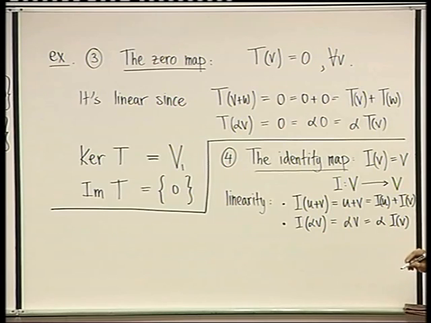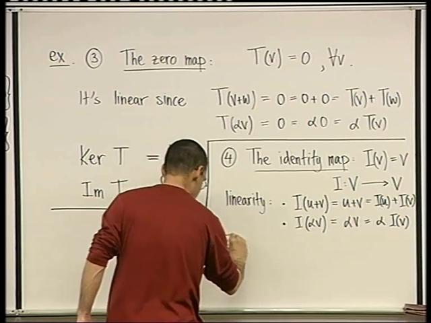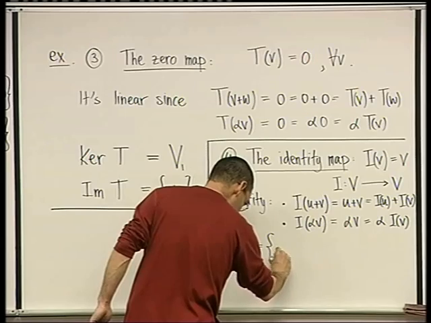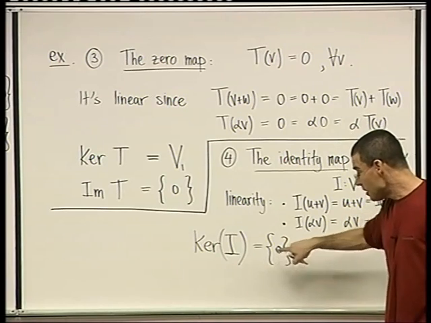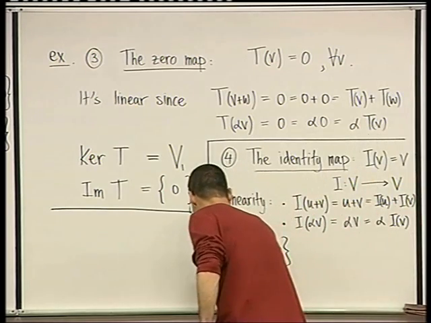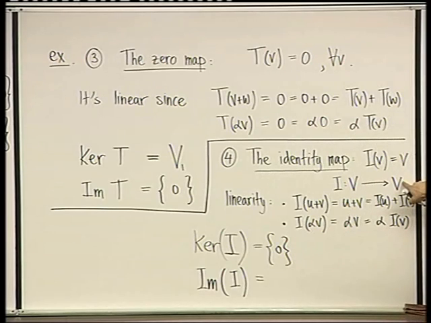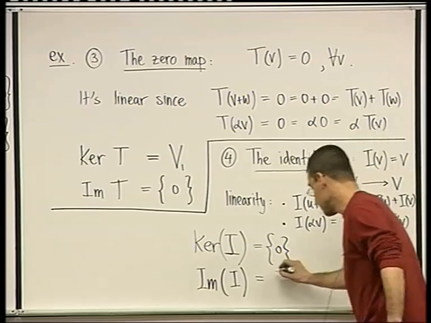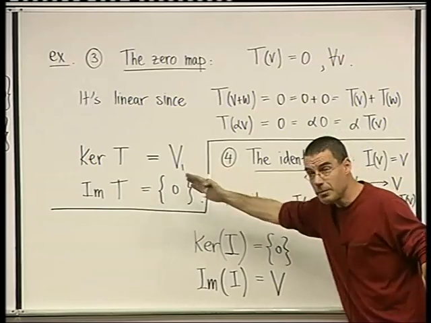Okay? What's its kernel? Who does this map send to zero? Only zero. So the kernel of I is only the zero vector. Right? This is the set containing only the zero vector in V, in the domain. Do you agree? What is the image of the identity map? Which vectors are I of something? All of them. So it's all of V. Every vector is I of something, which is something itself. Do you agree?